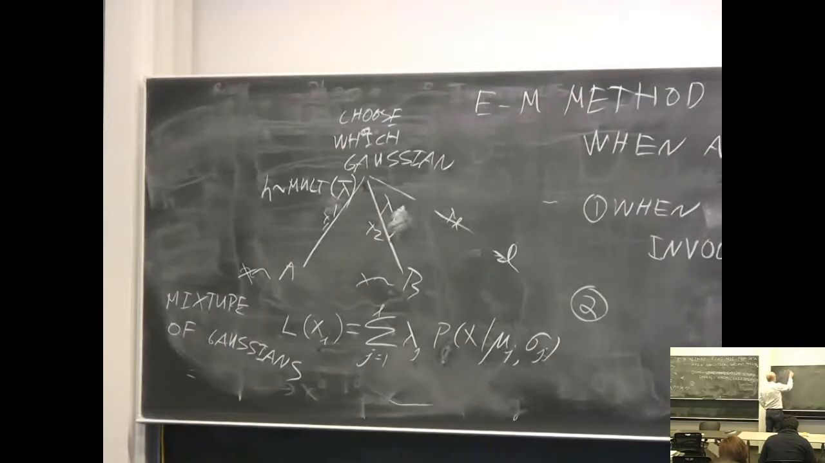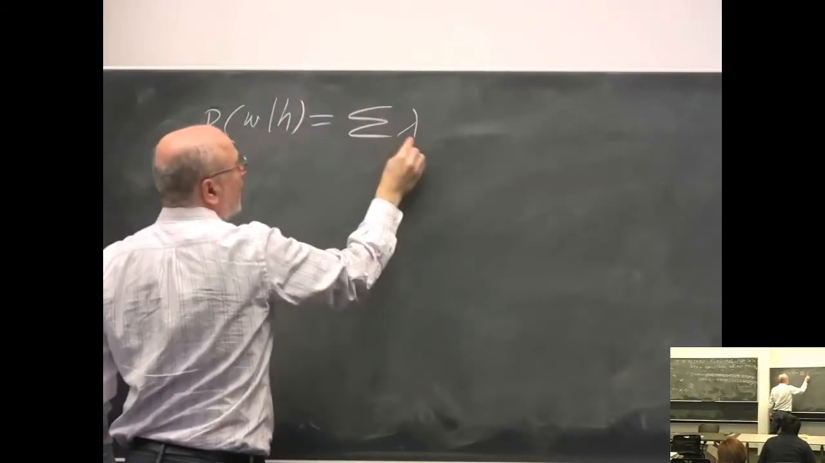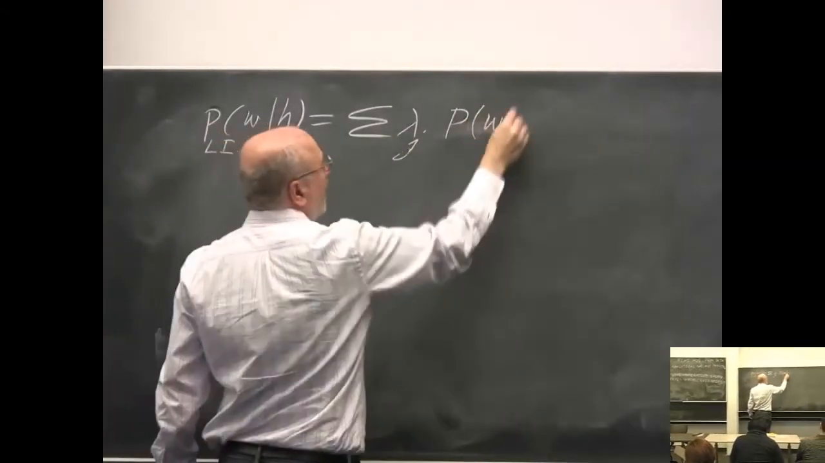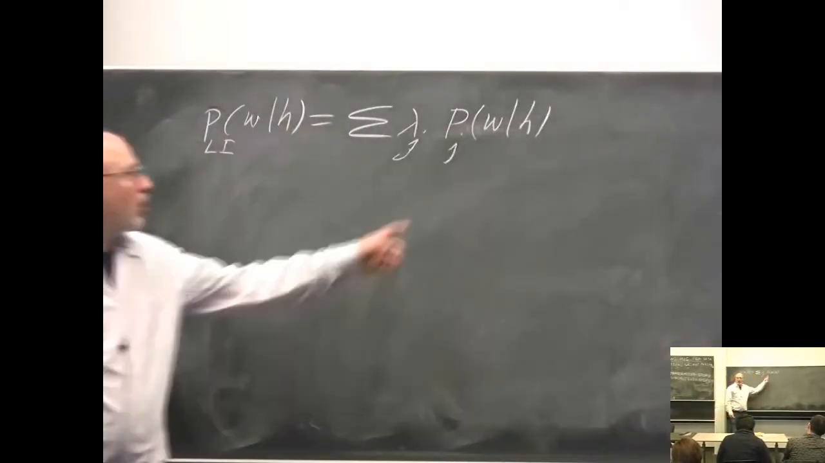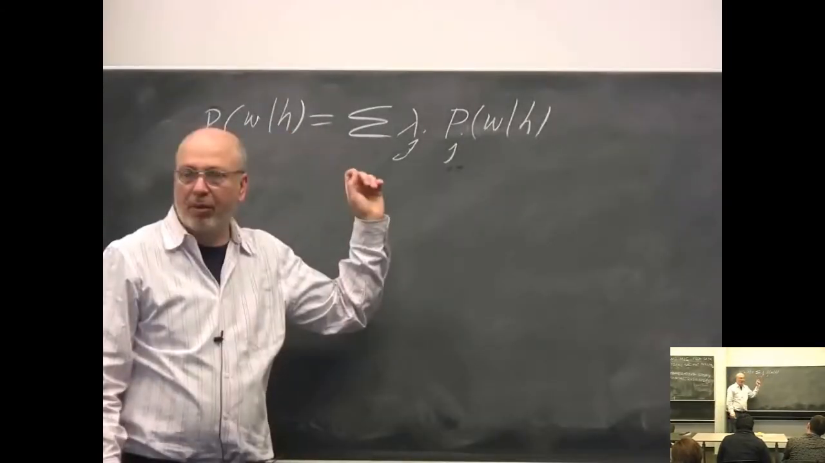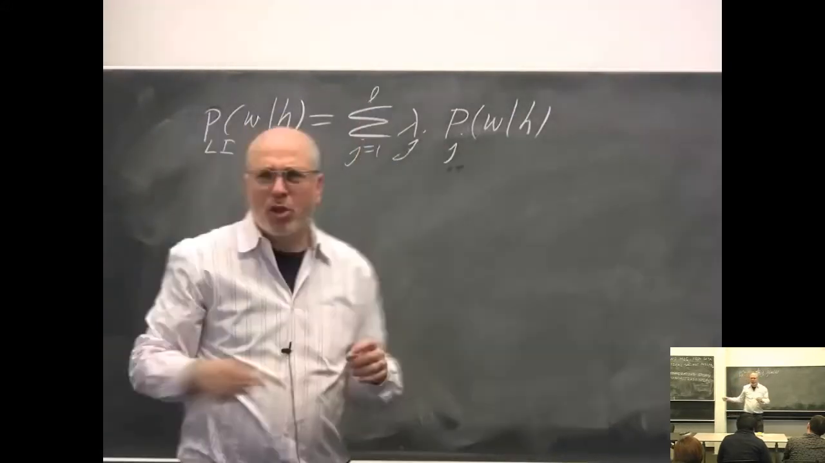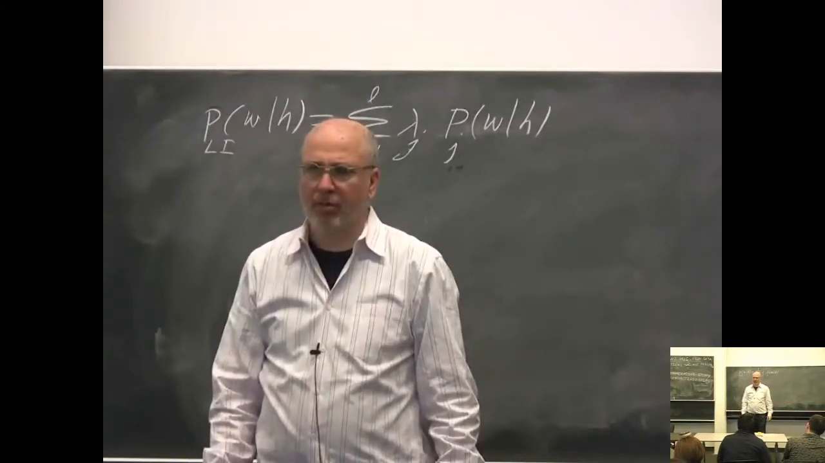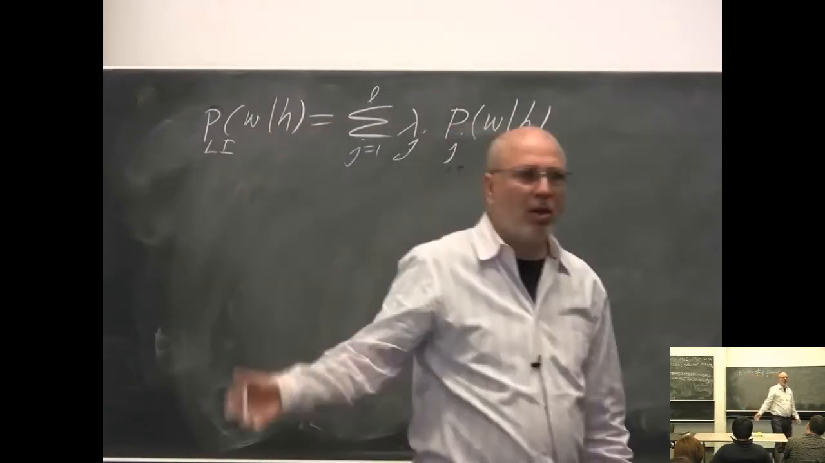The probability of a word given the history, according to the linear interpolation model, was a weighted sum, lambda J, of the probability of the word given the history based on the jth component. Unigram, bigram, trigram, fourgram, right? J goes from 1 to L. So it's exactly the same likelihood function. And if it's the same likelihood function, we can use EM in the same way.